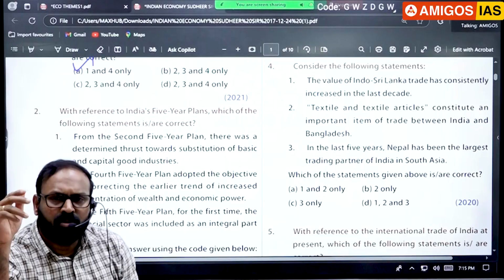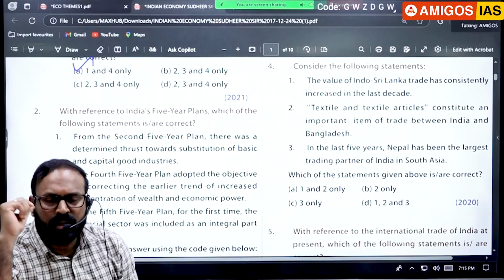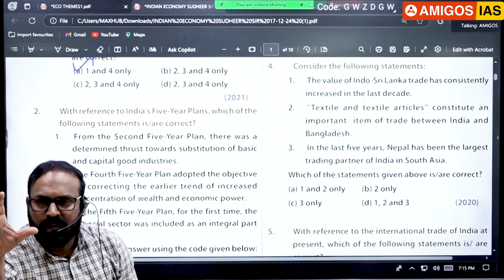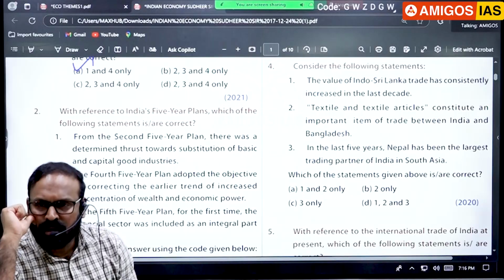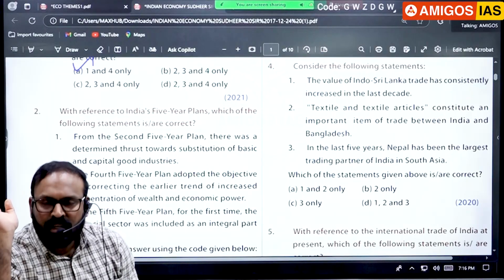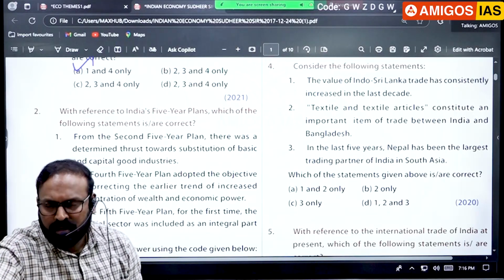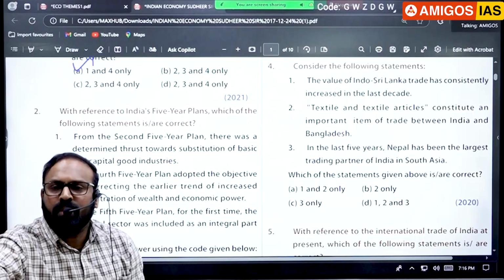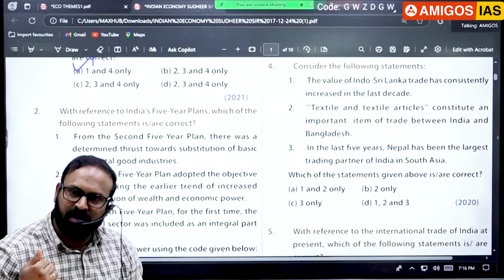How does RBI control inflation? By increasing repo rate. Also, it can absorb money from the market. How does it absorb money from the market? By buying or selling. If I am buying securities from the market, I am increasing money supply. If I am selling, I am reducing money supply.